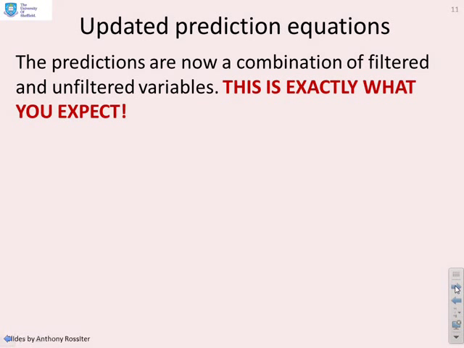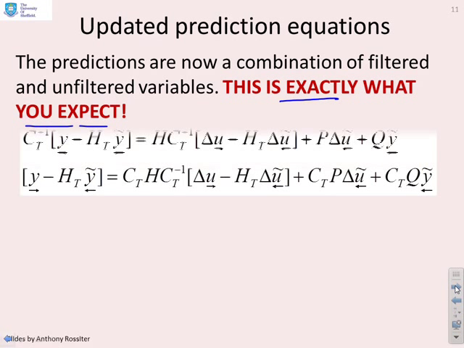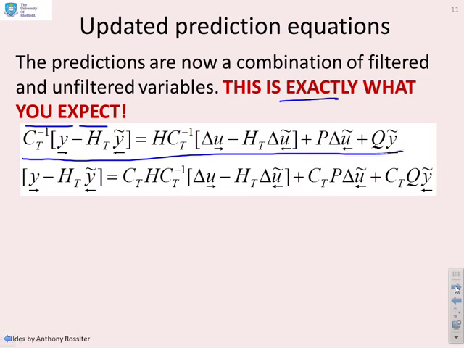And now what we've got is predictions that are a combination of filtered and unfiltered variables, but this is exactly what we expect, and in fact exactly what we want, as you will see. So this top line is what we just had on the previous page, and all I'm going to do now is rearrange it slightly by taking this Ct inverse and multiplying both sides throughout by Ct. So you'll see I've got a Ct here, a Ct here, and a Ct here.